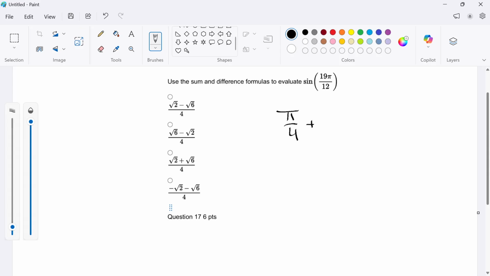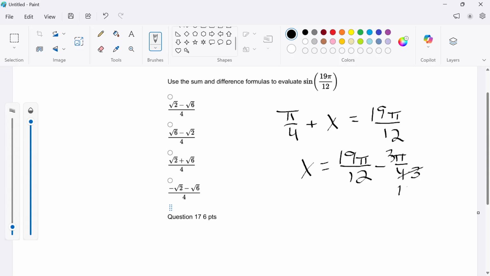Pi over 4 plus something, x equals 19 pi over 12. And x equals 19 pi over 12 minus pi over 4. So I have to multiply both top and bottom by 3. So 3 pi over 12. 19 pi over 12 minus 3 pi over 12, 16 pi over 12.